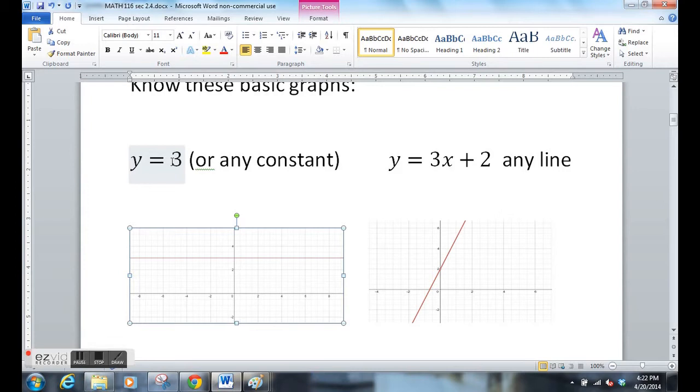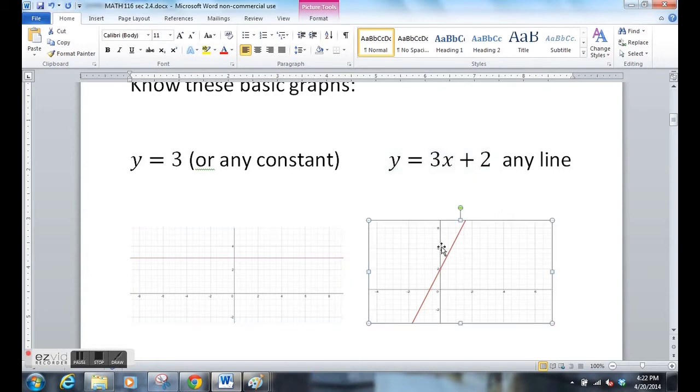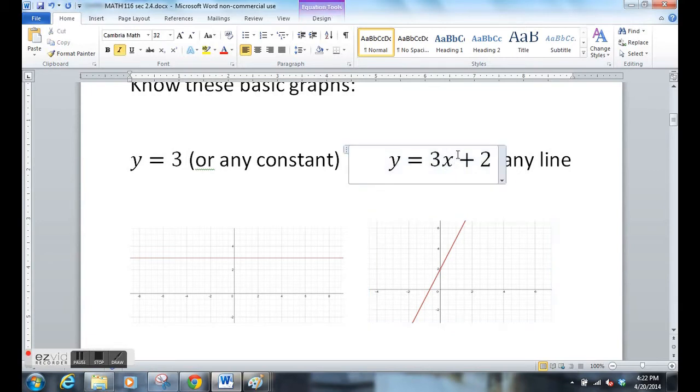You should be able to graph y equals 4, or any constant. You should be able to graph a line, and lines look like this. We did a whole section on lines in chapter 1. So this is the equation of the line y equals 3x plus 2, and here it is. You have a slope and a y-intercept, and you recognize it as a line because x is raised to the power of 1. You should be able to look at an equation like this and recognize that this is the equation of a straight line, not a squiggly line.